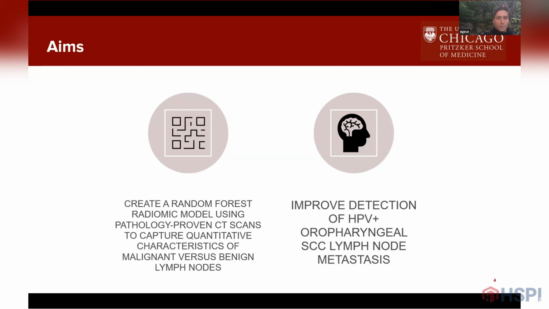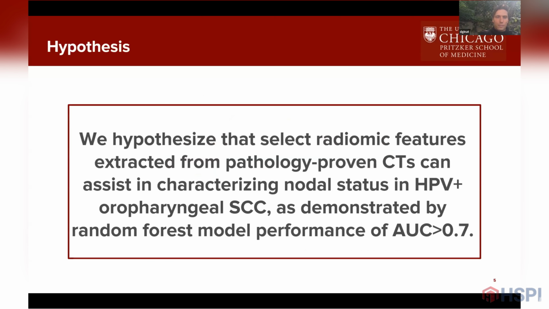So we created a random forest radiomic model using pathology-proven cases of metastatic lymphadenopathy in these oropharyngeal cancer patients. And we used CT scans with contrast. So the hypothesis specifically was that certain radiomic features derived from the CT scans could help in characterizing the lymph node status with at least an area under the curve of 0.7.